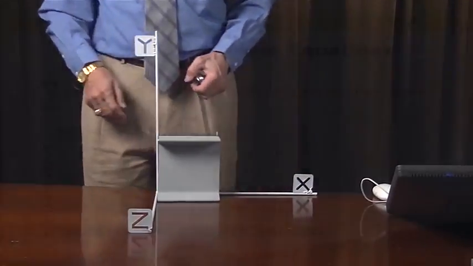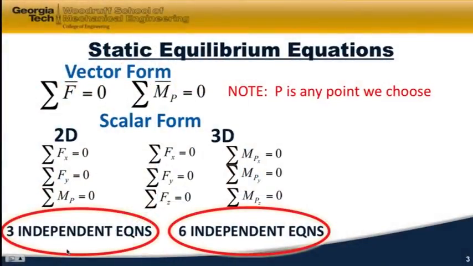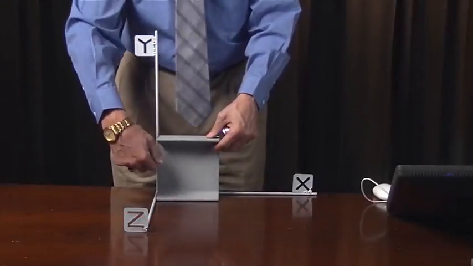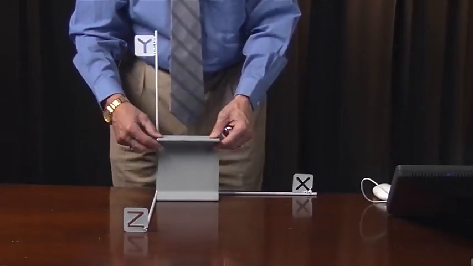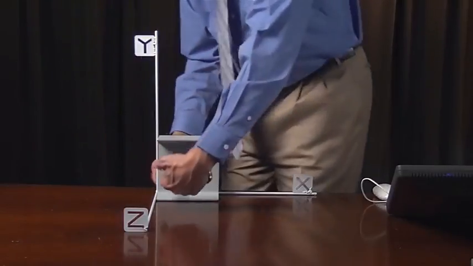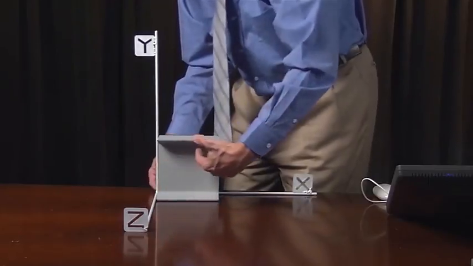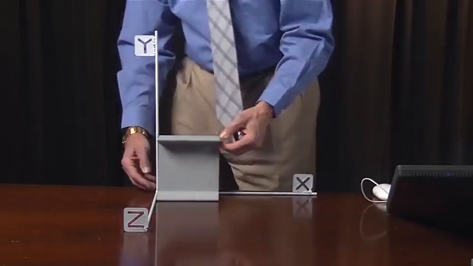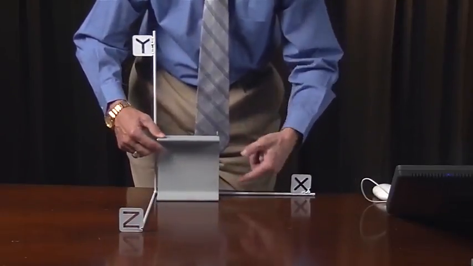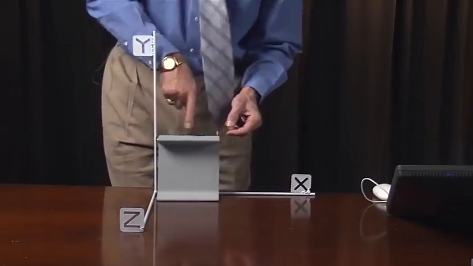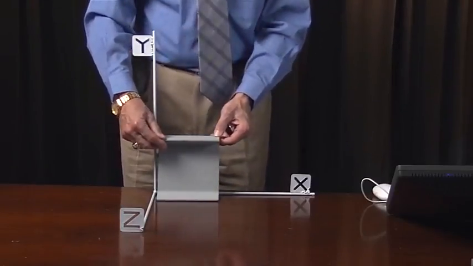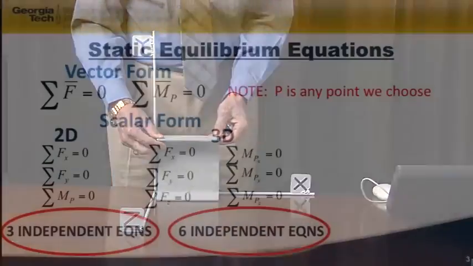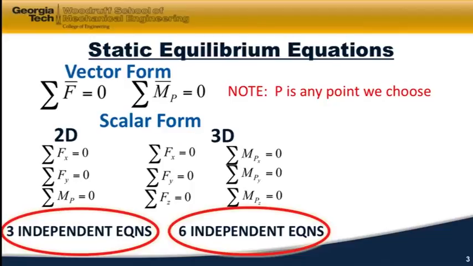Now, when I go into 3D, I've also got to include the sum of the forces in the z direction equaling 0, so I don't get any acceleration in the z direction. In addition now to the sum of the moments about point P in just the plane around the z-axis, now I also have to have the sum of the moments about the x-axis equal to 0 and the sum of the moments about the y-axis equal to 0 to enforce static equilibrium. So we have three independent equations for static equilibrium in 2D and 6 independent equations for static equilibrium in 3D.